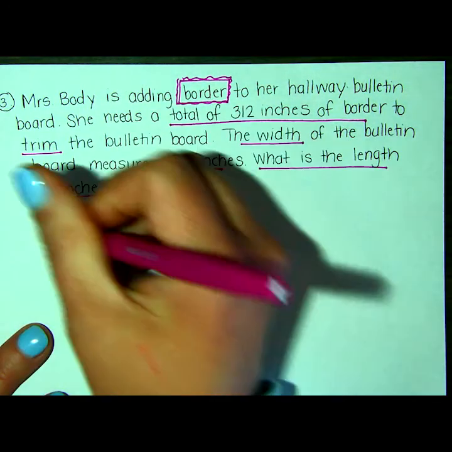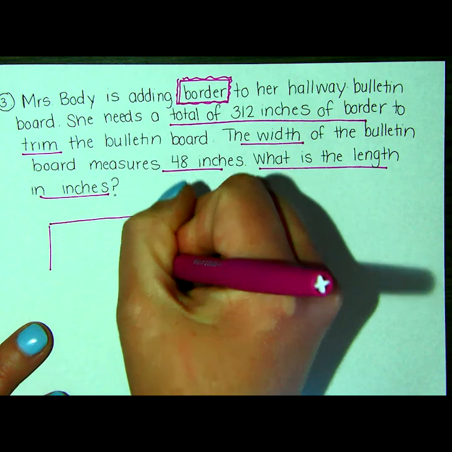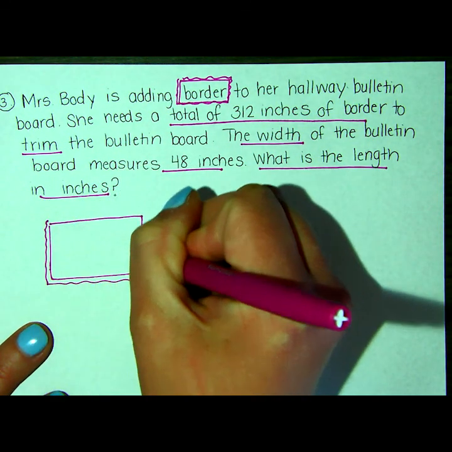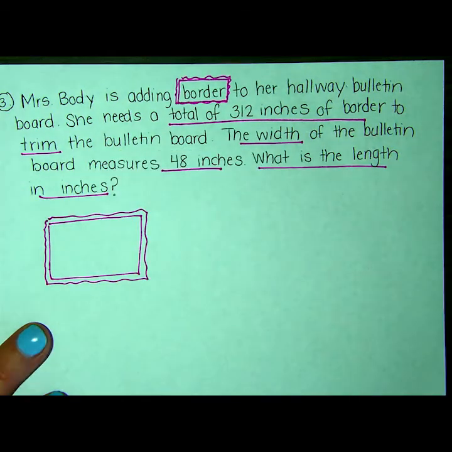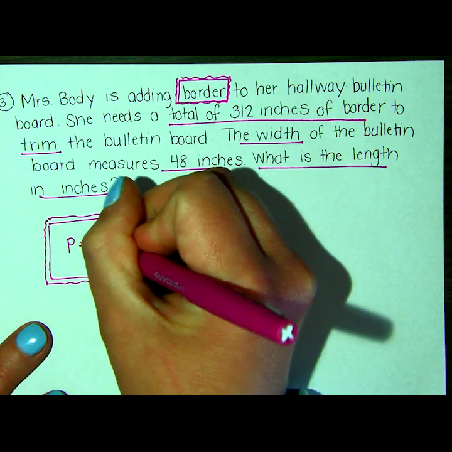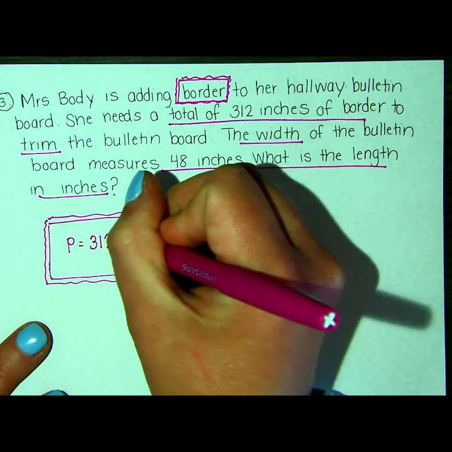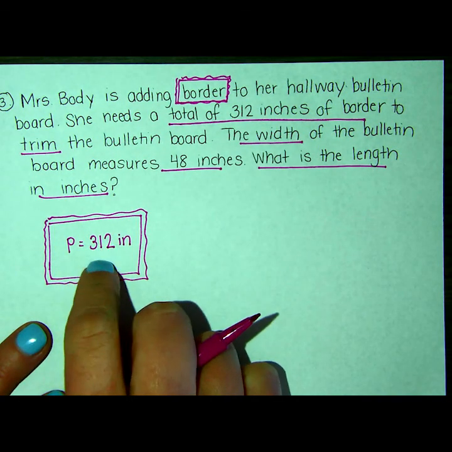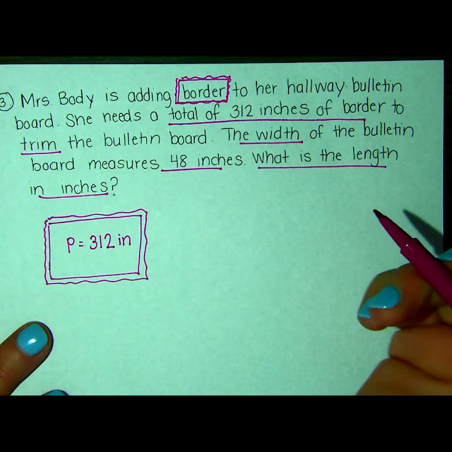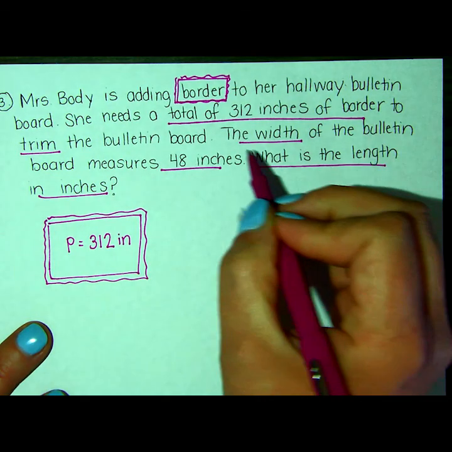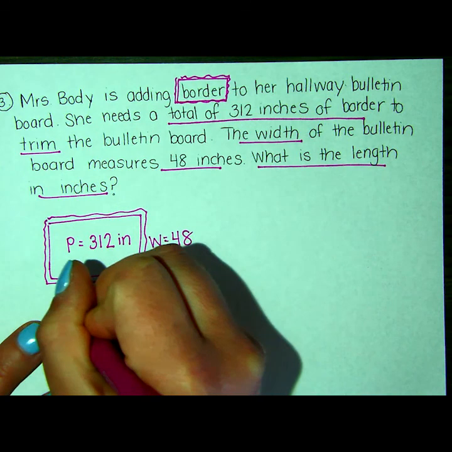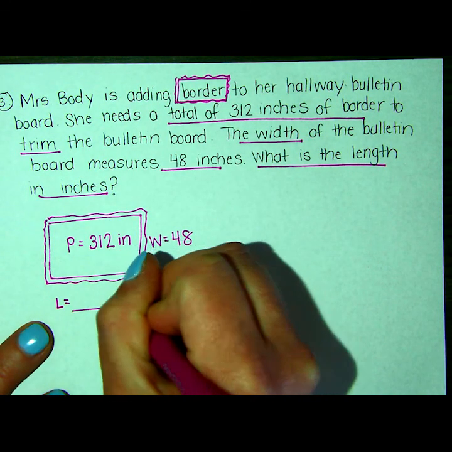So I'm going to draw a picture just like I did before. There's my bulletin board, and I'm doing border around the edge. You guys have seen those in the hallway all the time. Now I need a total of, so perimeter is 312 inches. And again, they didn't say perimeter. I knew that because I know that border refers to around the outer edge, and that's the same as perimeter. Now the width is 48, but I don't know the length. That's my question. What is the length?